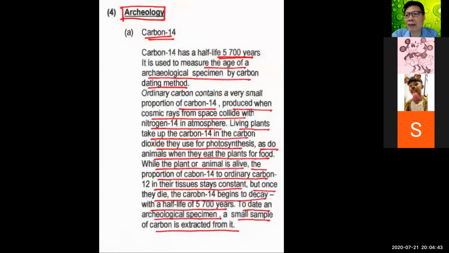What happened to the carbon-14 when we die? It will begin to decay. Once it starts to decay, it will get lesser and lesser, correct? So by knowing what percentage of carbon-14 remains in our body, what can we do, Raymond?